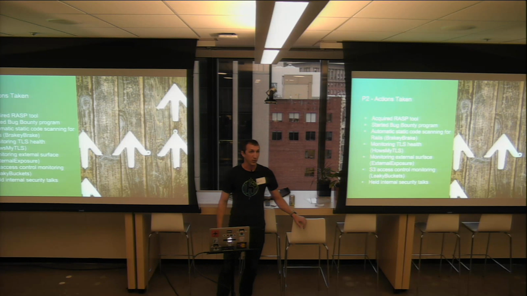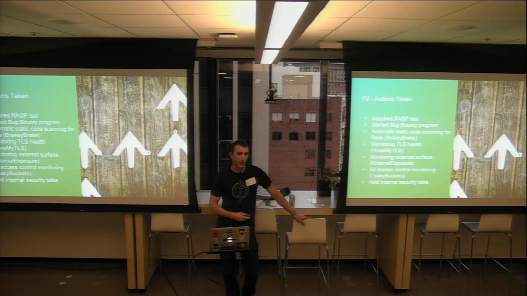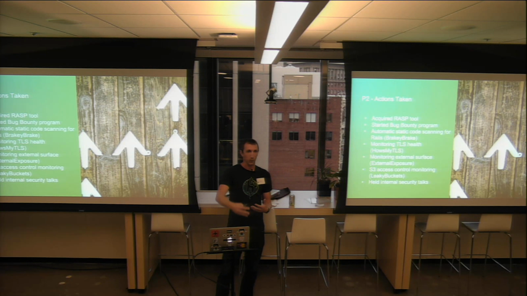We also built something called leaky buckets, which was just an S3 access monitoring tool, looking for weak access controls on buckets. Again, these all came out of different flows of metrics that were being emitted. In the bug bounty program, we kept seeing submissions of people maybe placing or getting some control on a bucket.